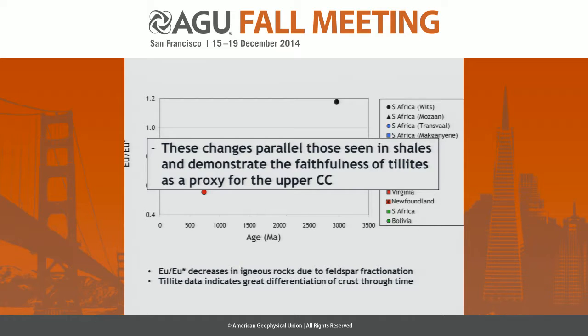So all of these basically say the same thing that work on shales has shown, that people looking at shales for this same purpose have found that the crust has become more felsic and differentiated with time. So it basically demonstrates that the tillites can be faithful recorders of the average composition of the Earth's upper continental crust.